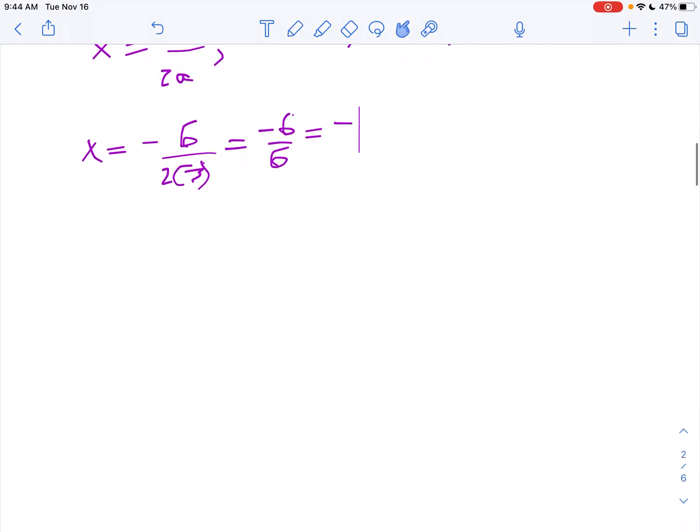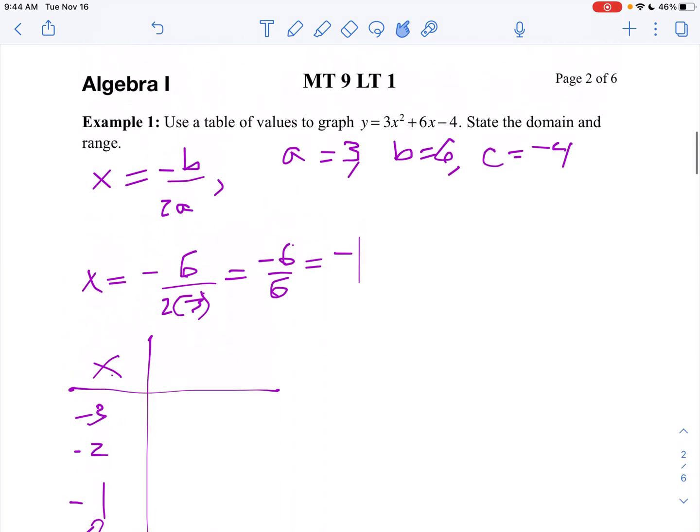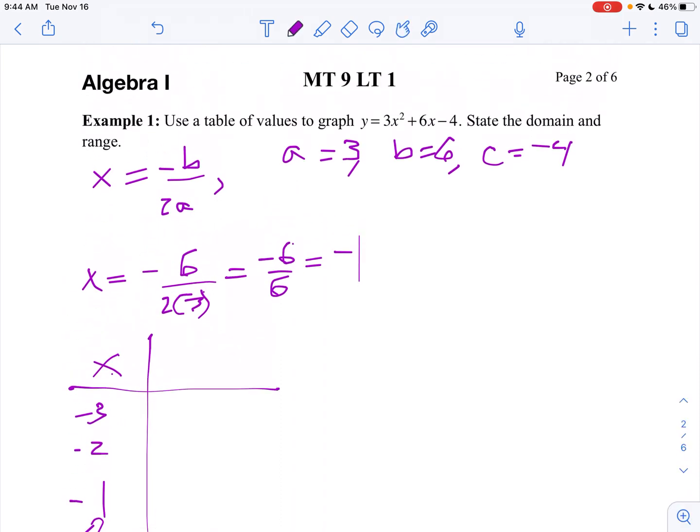When you make a table of values, this is going to be the vertex of my graph. So I'm going to put negative 1 right smack in the middle. And then I'm going to pick a couple numbers to the left. So I'll go like negative 2 and negative 3, and I'll go 0, and I'll go 1. Just so we can see what's going on here. Now, I'm going to find 3x squared plus 6x minus 4. So I'll start with negative 1.